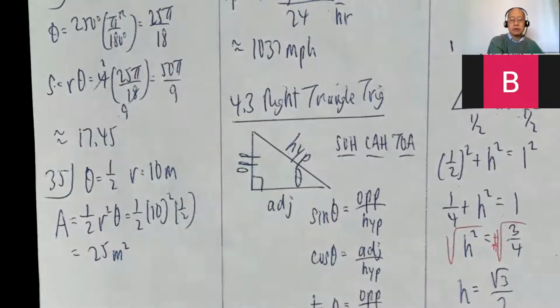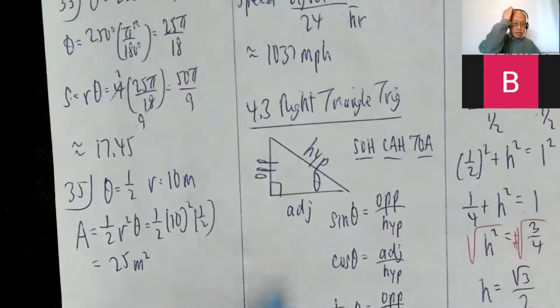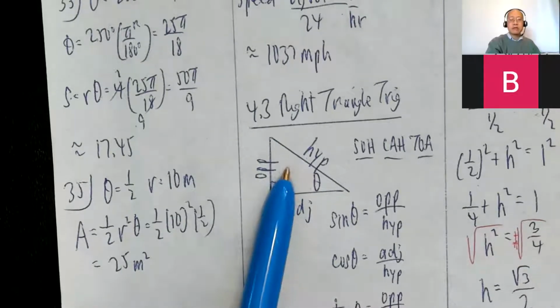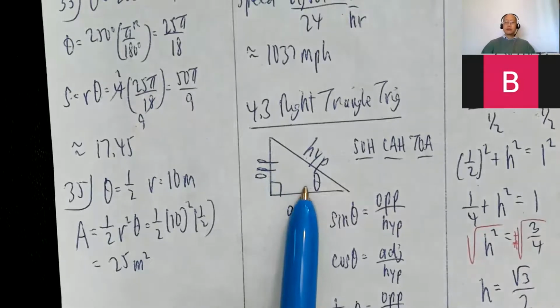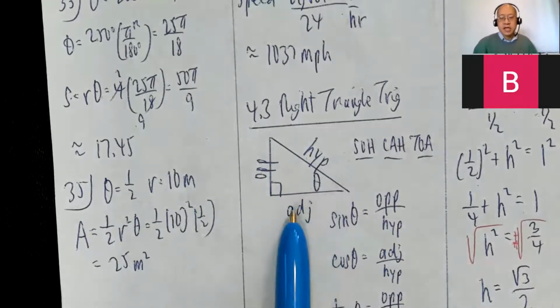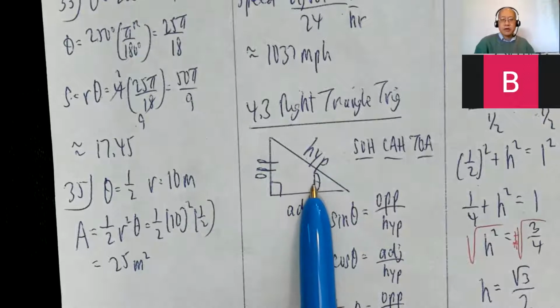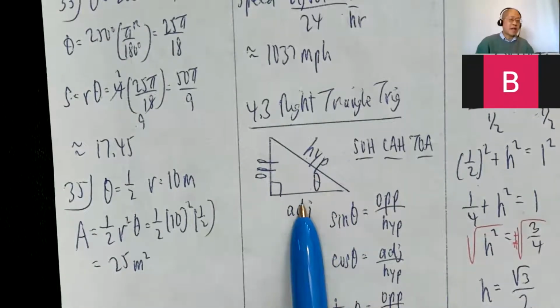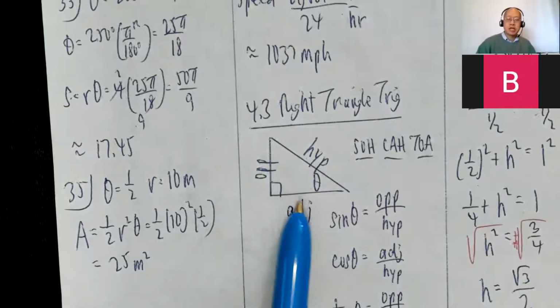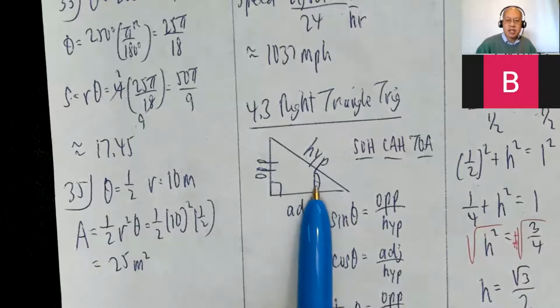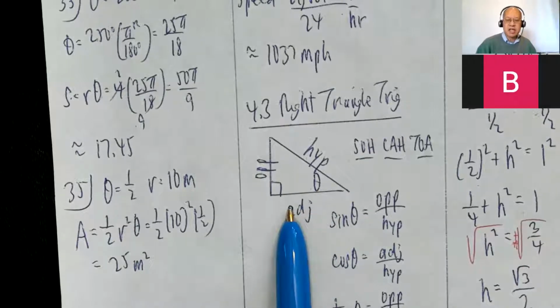Adjacent meaning next to. And by the way, you might say, well, isn't this one also next to it? Yes, but this already has a name, hypotenuse. So the adjacent side is a side next to the angle that isn't the hypotenuse, because one of them will be the hypotenuse, the other is not. The hypotenuse already has a name, hypotenuse. So the adjacent side is a side next to the angle, but is not the hypotenuse.